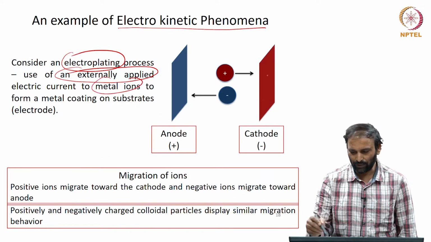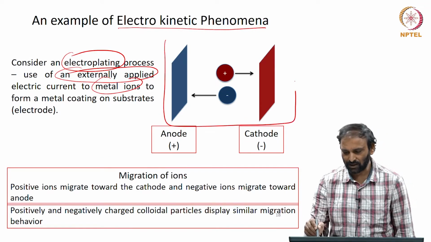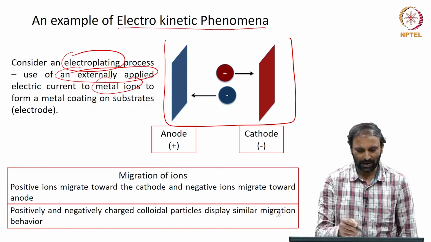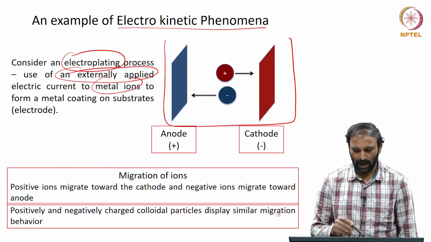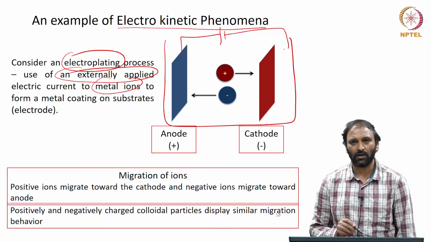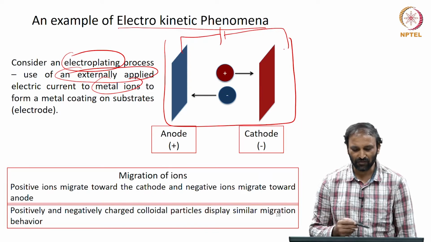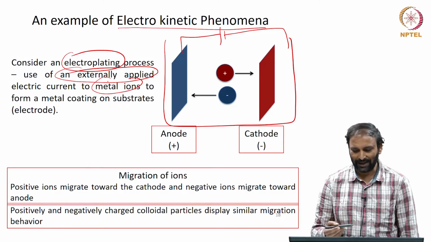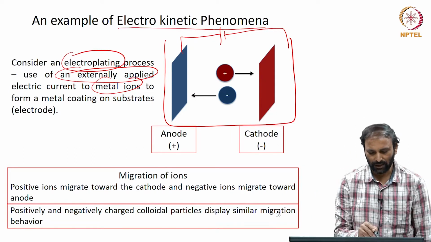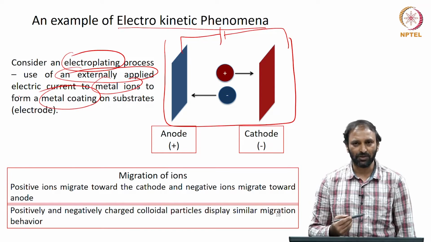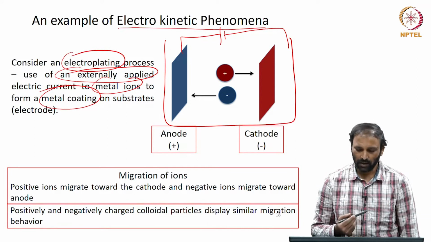So, there is an anode and a cathode, and you can imagine that there is a bath of electrolyte which contains, say, metal salts. Whenever an electric field is applied, there is a migration of ions, and these metal ions may get deposited on the electrode, so that you can get a metal coating on substrates. This is one of the commonly used techniques called electroplating.